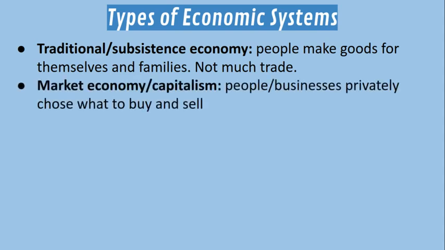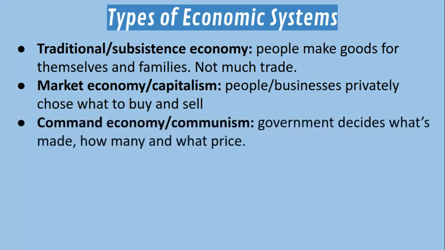Then there's a market economy, which is sometimes known as capitalism, and that's where people and businesses will privately, the individuals are going to choose what they want to buy and what they want to sell. So the choice of how different decisions are made in the economy in a market system is done by individual people.